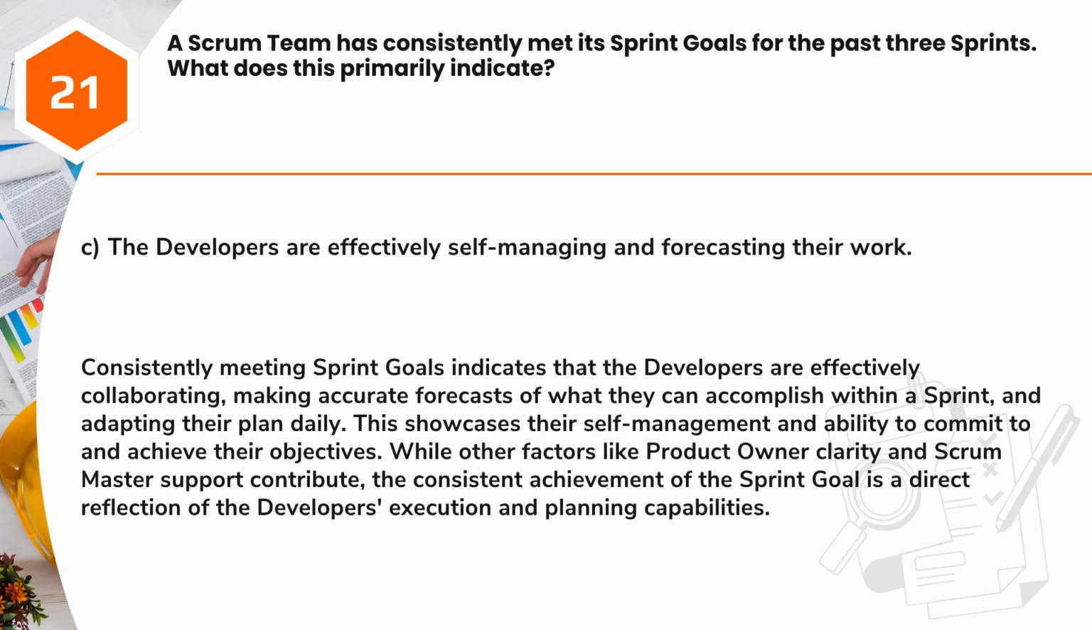Answer: C. The developers are effectively self-managing and forecasting their work. Consistently meeting sprint goals indicates that the developers are effectively collaborating, making accurate forecasts of what they can accomplish within a sprint, and adapting their plan daily. This showcases their self-management and ability to commit to and achieve their objectives. While other factors like product owner clarity and Scrum Master support contribute, the consistent achievement of the sprint goal is a direct reflection of the developers' execution and planning capabilities.